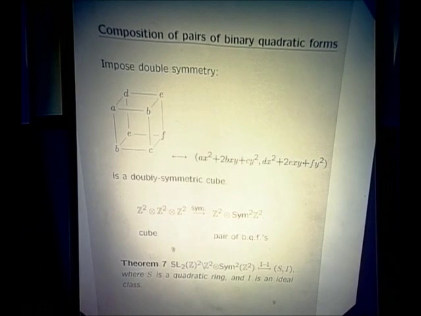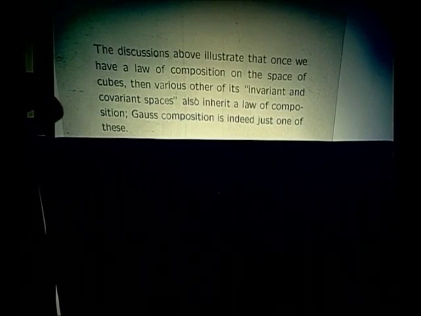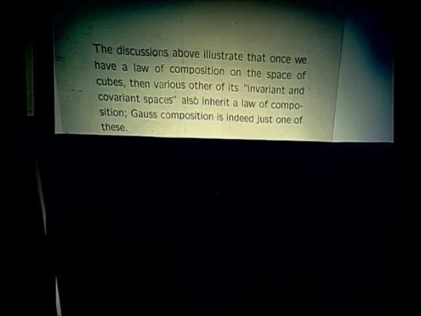Okay, so what was the point of all this? So the point is, these discussions illustrate that once you have a law of composition on the space of 2 by 2 by 2 cubes, then any invariant and covariant spaces, constructions that you make using the space of cubes, also inherit a law of composition. Gauss composition is just one of those, but you also have a law of composition on binary cubic forms, on pairs of binary quadratic forms, and actually many other spaces that I didn't talk about that just come once you understand cubes.